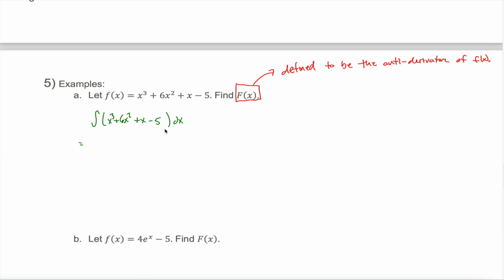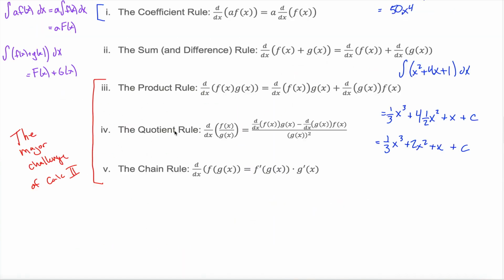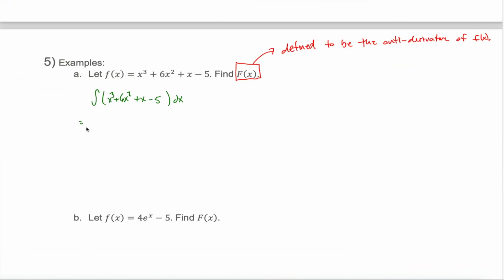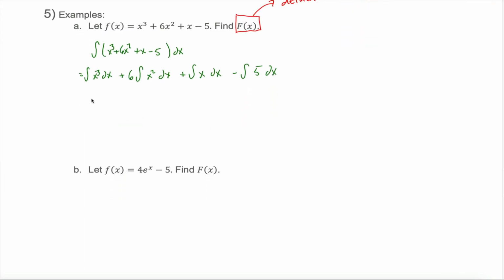The antiderivative of a sum of terms is just the sum of the antiderivatives. That's this rule right here. So we just break this one hard question up into a bunch of easy questions. We ask ourselves the question, what's the antiderivative of x cubed? And then we're going to add to that 6 times the antiderivative of x squared. And then we're going to add to that the antiderivative of x. And then finally from that, we're going to subtract the antiderivative of 5. 4 questions, let's take them one at a time.